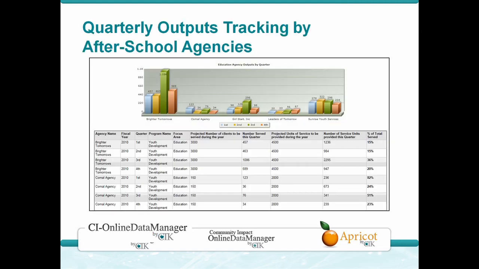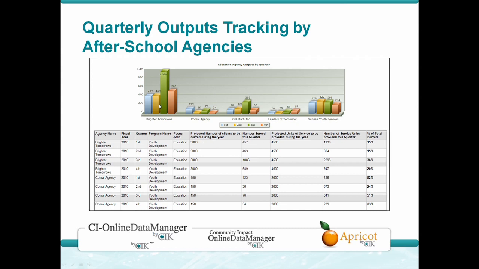So here is just a sample of data that you can then pull from those quarterly reports from those 5 agencies, in this case, that were in this after-school program. So here is the tracking again each quarter, first, second, third, fourth, for each agency, highlighting the number of youth they said they would serve, how many they served each quarter, and those percent of the total. So again, 457 is 15% of 3,000. So you can track that.